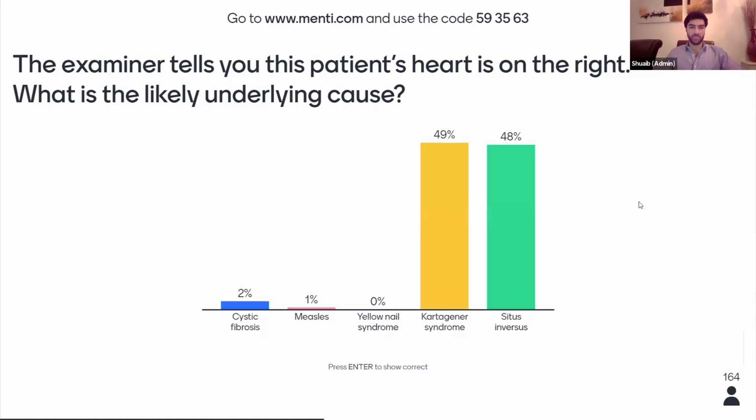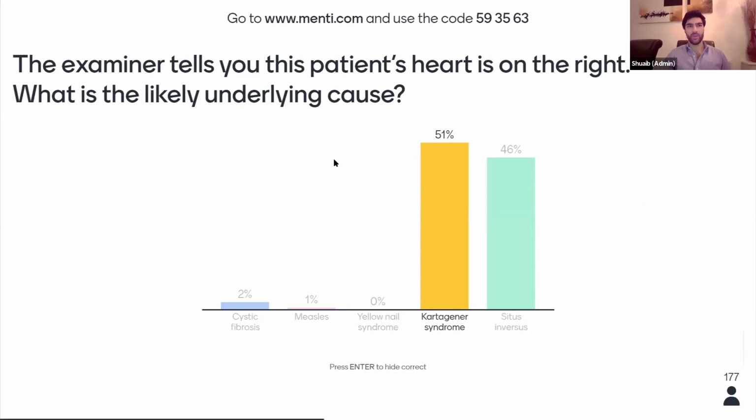Okay, so we've got quite a nice split there. We've got Cartagena syndrome and situs inversus. None of you went for the yellow nail syndrome. Measles and cystic fibrosis, obviously, we all appreciate are less common here. So again, as I said, this has come up in finals at Cambridge. There's one particular patient, I remember seeing them on the wards actually, who had this condition. And the answer is Cartagena syndrome.